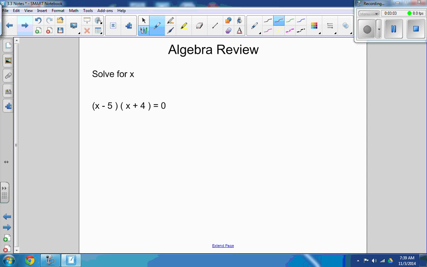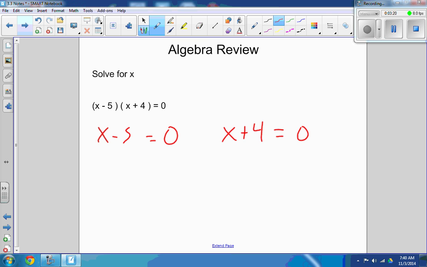So let's do a little bit of algebra review. Let's solve for x. So I've got (x minus 5)(x plus 4) equals 0. I'm going to have two possible solutions for x. So x minus 5 equals 0, or x plus 4 equals 0.